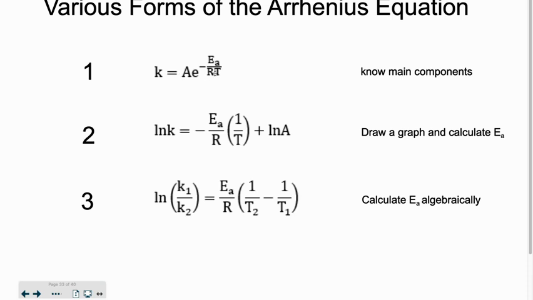The first one is the main one that I showed you. Here, you just need to know the main components of the equation and what they tell us. In the second one, we have applied log rules and we get a linear version of that equation, where we would be using that equation to draw a graph and then calculate activation energy using the graph. The graph is called the Arrhenius plot. And then in our last version, we use this equation where you'll be given two K values at two different temperatures and then calculate activation energy algebraically. You don't need to know how we got from 1 to 2 to 3.